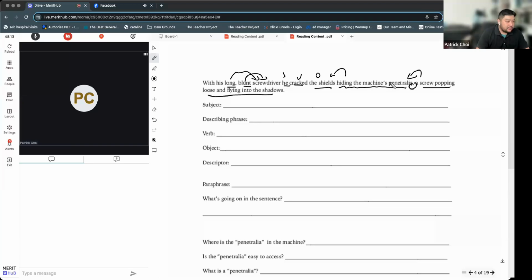The other thing is that when you see a word like ventrilia, most people don't know what the word ventrilia is, but I do know that it's a shield of some sort or that it's hiding something. It's something that's hard to get to, right, because he needed a long, blunt screwdriver to crack that open.